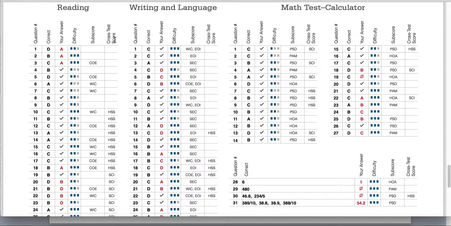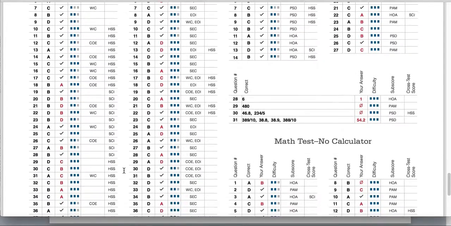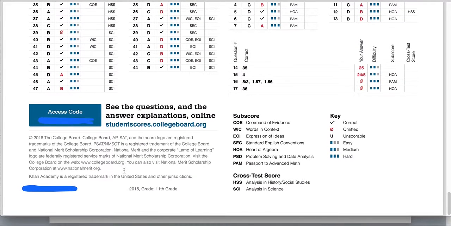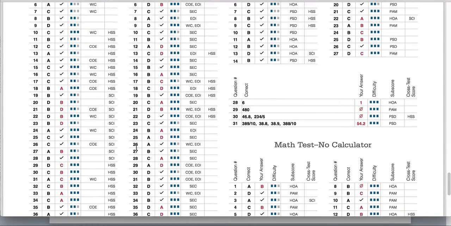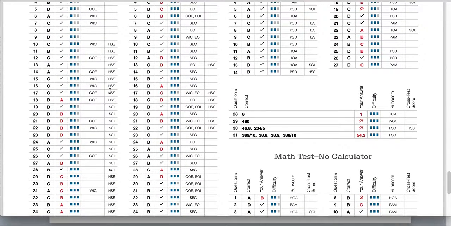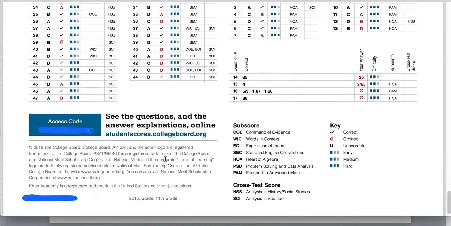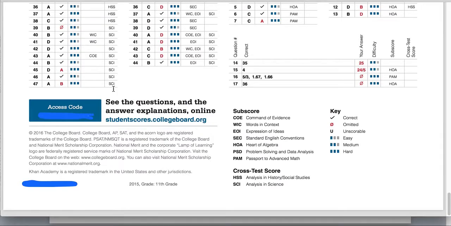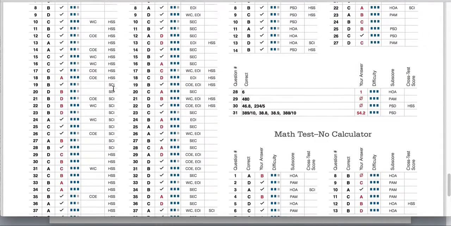So this cross-test score section shows you which passages you were working on. This HSS represents the analysis in history and social studies cross-test score, meaning this passage was most likely a social science passage. And this student did really well in that passage. All these check marks mean, hey, got a lot of questions right. However, when it comes to SCI, or analysis in science, some more science-oriented passages, the students seem to falter a little bit.